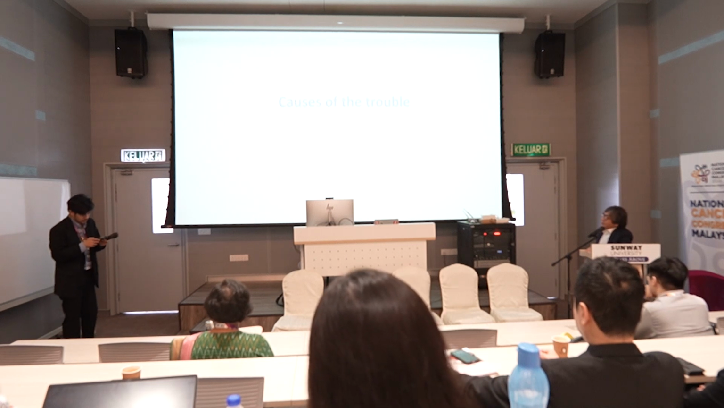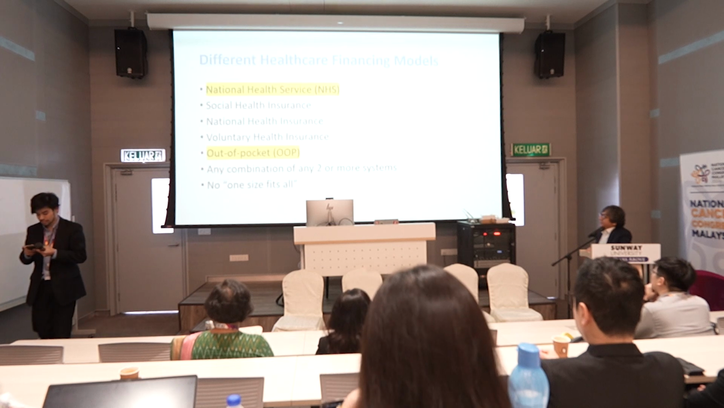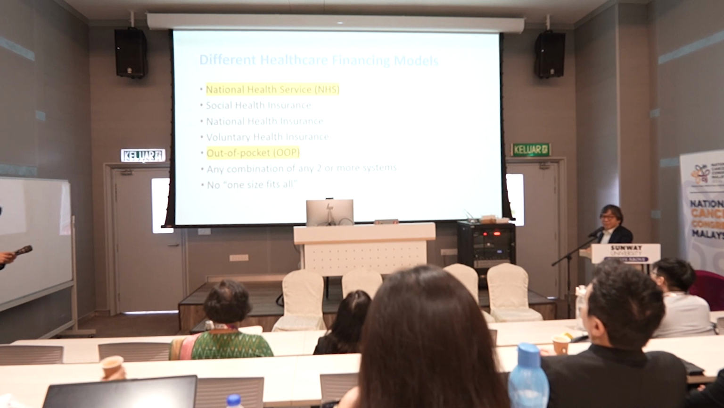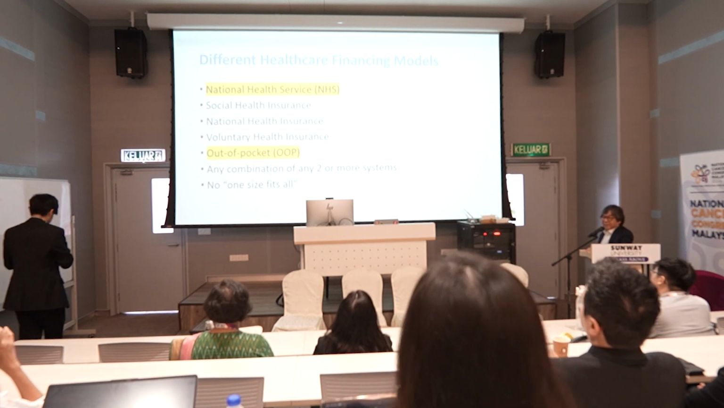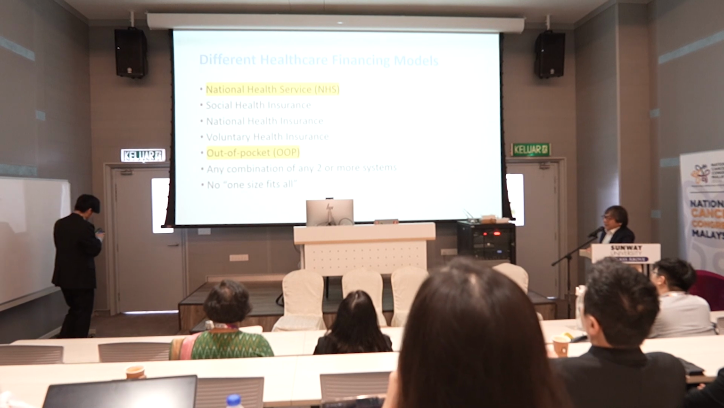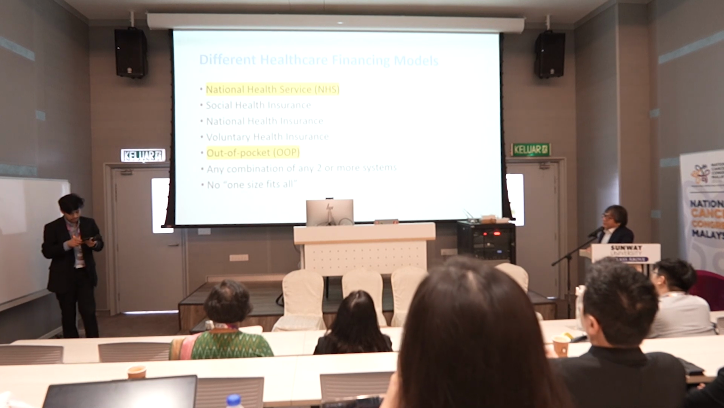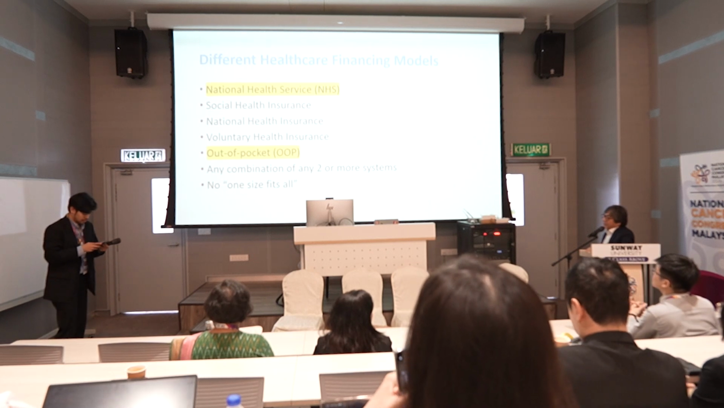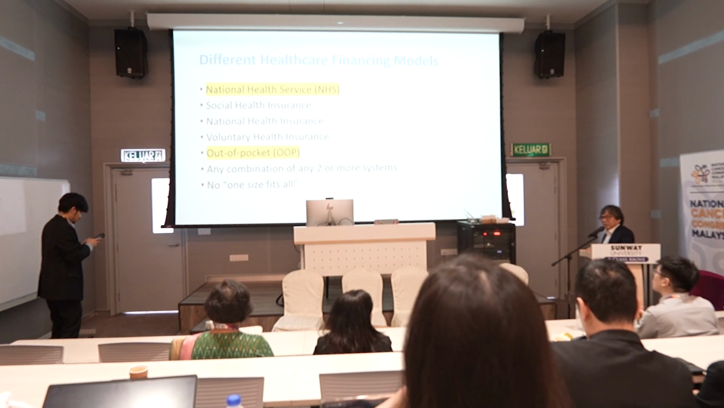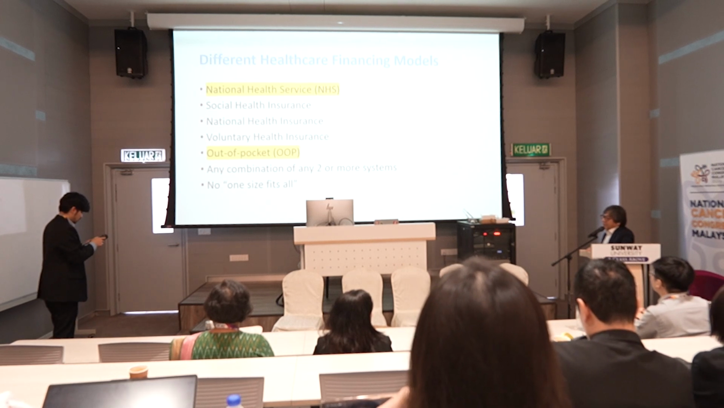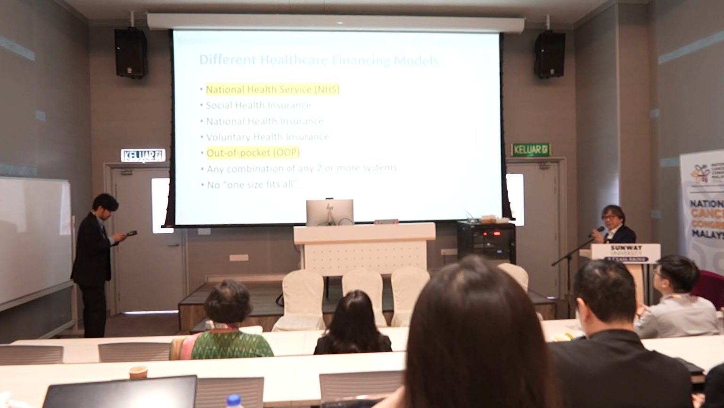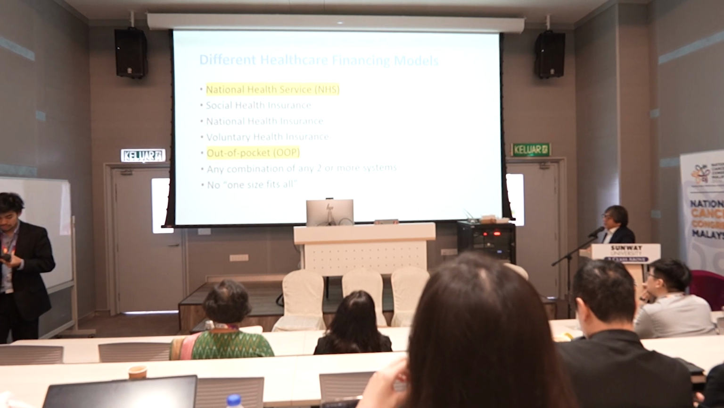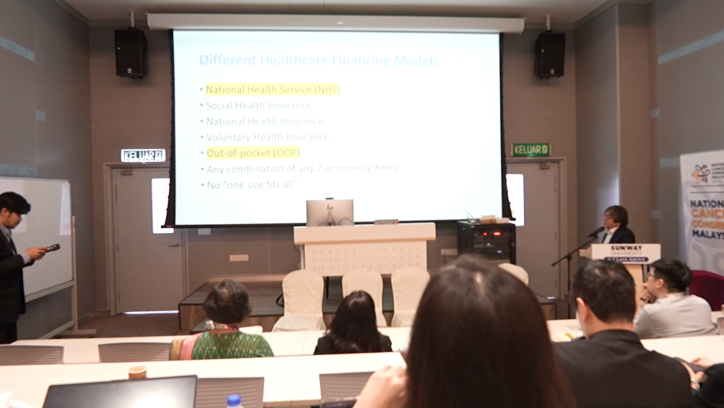So what are the causes of the trouble that we are having? I think the first cause, as I said, is due to the way that our healthcare finance system works. Around the world, there are at least 6 or 7 different models of healthcare financing system. And of course, some countries, for example, our neighbor Singapore, use a combination of 2 or more. So usually, I only listed out 5 here.